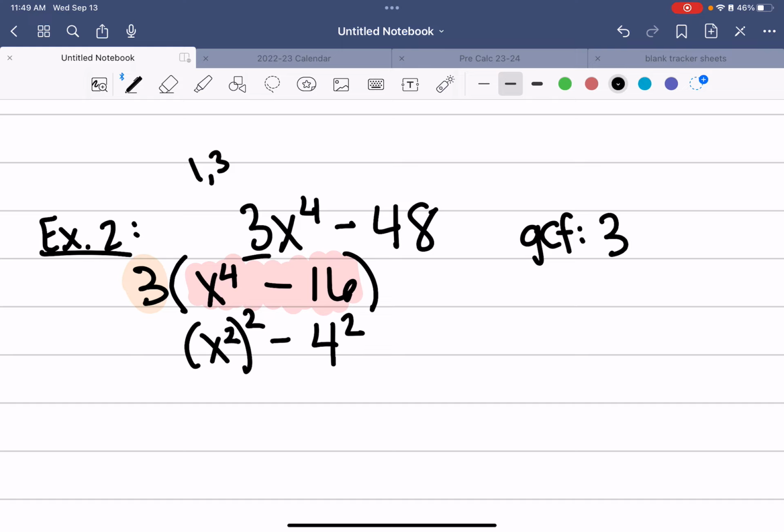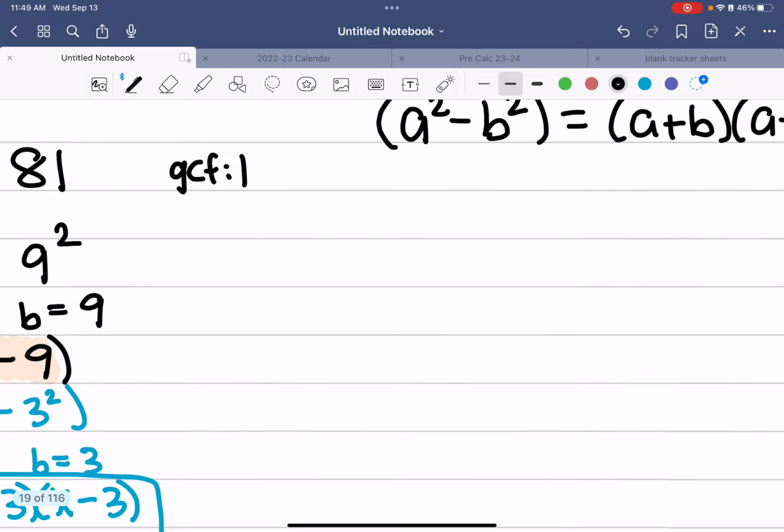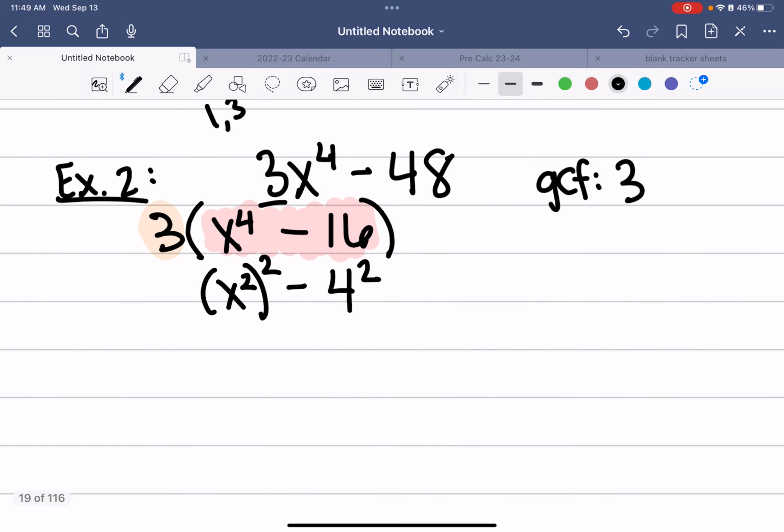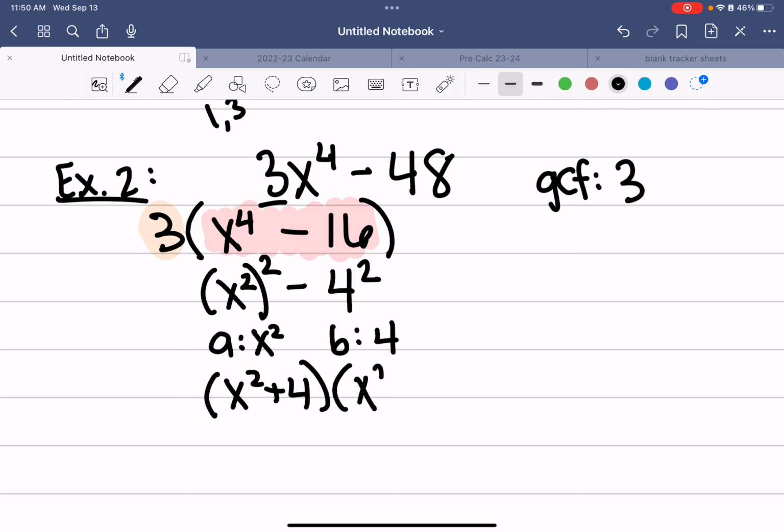And now I'll do the same thing. This now looks like a squared minus b squared. So first I'm going to write my a and my b. If a squared is x squared whole thing squared, then a is just x squared, the inside of these parentheses here. If b squared is 4 squared, then b is 4. Now I can go ahead and write a plus b times a minus b. And don't forget, we're bringing down our greatest common factor this whole time to our answer.